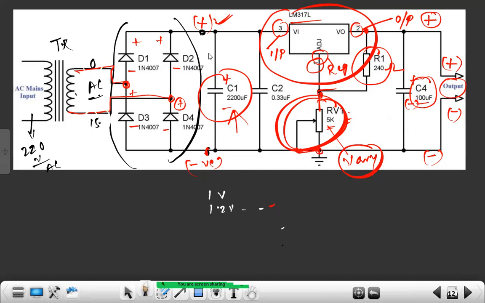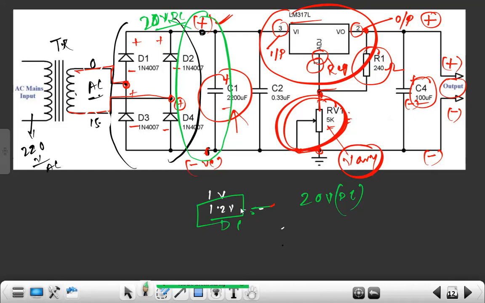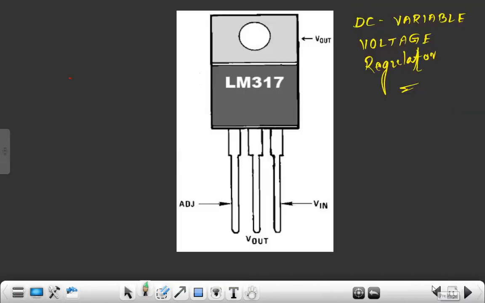Finally, at this junction or at this particular point of DC, maybe we will be able to get 18 volt DC or maybe more than this. So for example, it is 20 volt DC right now. So from 1.2 volt to a maximum of 20 volt of DC is possible within this regulated power supply by using the LM317 as a positive voltage regulator.